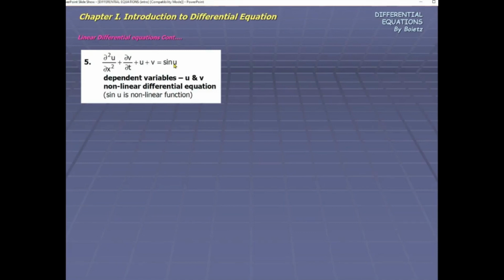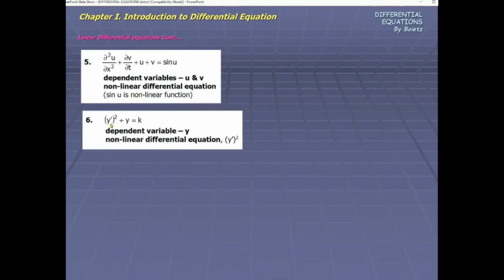Sine wave function siya. Yun yung ginagamit sa vibration. O kaya sa sound wave in a form of sine function. O kaya naman, cosine function. Sa earthquake motion, so ganun yun. So, sine and cosine function yan. So, hindi siya linear kasi sine u is not a linear function.